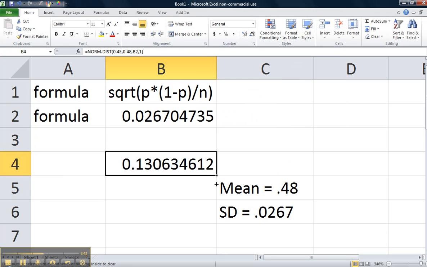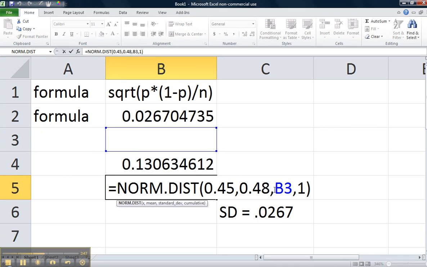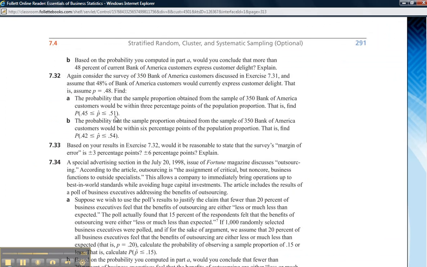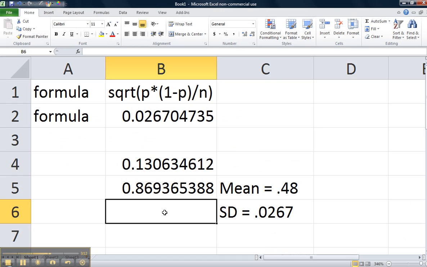Watch what I'm going to do. I'm just going to pull this down. And now I'm just going to change this. The cumulative value should stay the same, so I'm going to make that be a 1. But this 0.45 now, I need the lower for 0.51. So now let's make this 0.51. Hit enter.